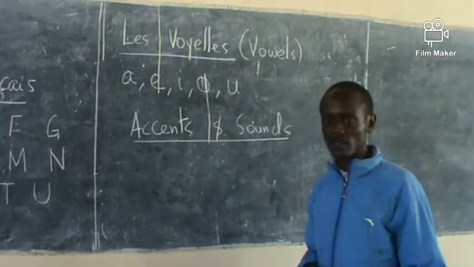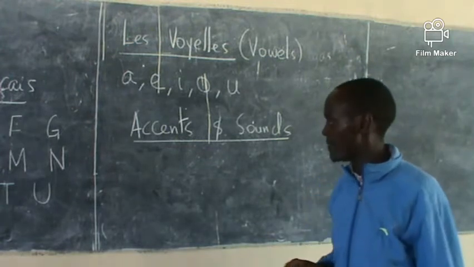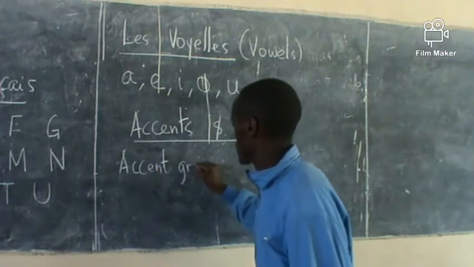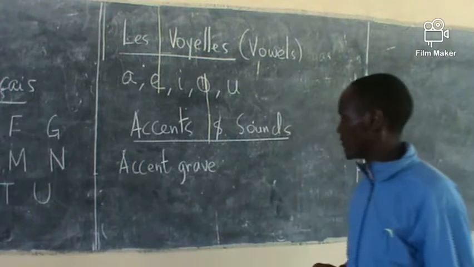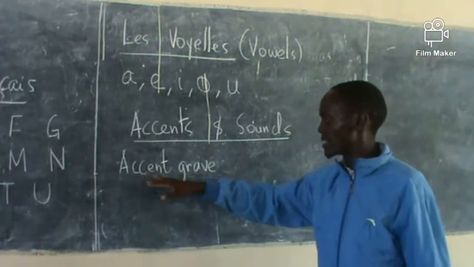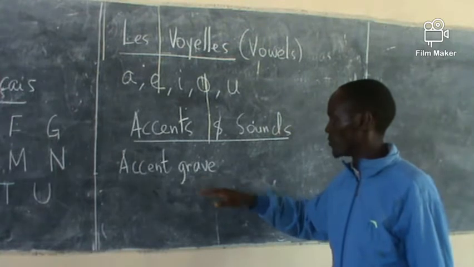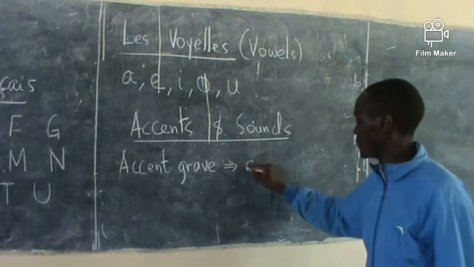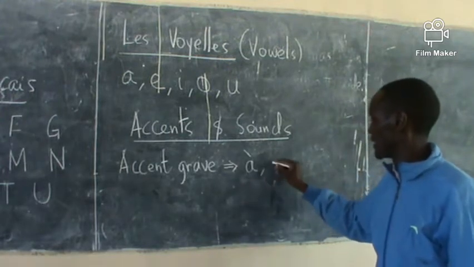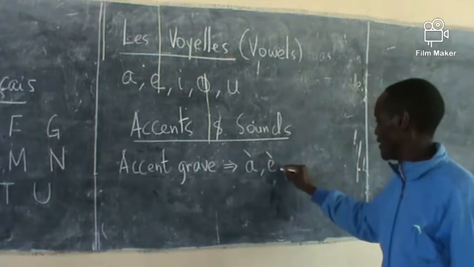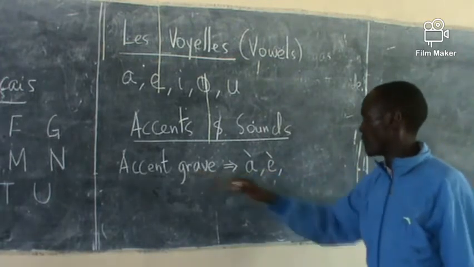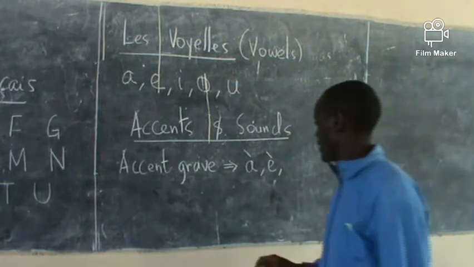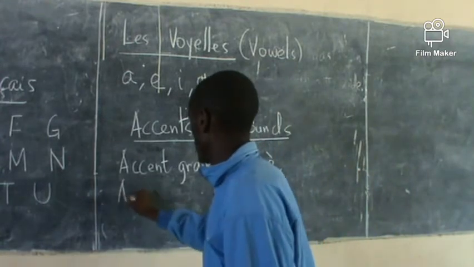So we have one accent called accent grave. This accent does not occur in all vowels but just a few of them. Accent grave, for example, is this form of A, E. There is no accent grave in I, so only those two.